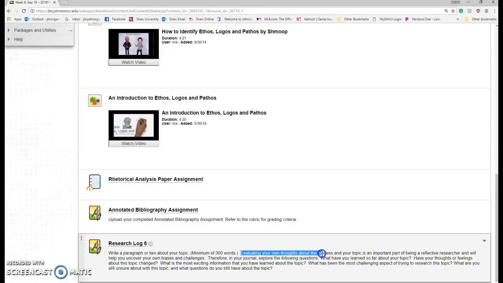Evaluating your own thoughts in the process is an important part of being a reflective researcher and will help you uncover your own biases and challenges. Yes, very important, because when you went in to write about your topic, you had a bunch of biases. You picked a side already, probably without really doing a lot of research, and so you need to understand that going in. So in your journal, explore the following questions.